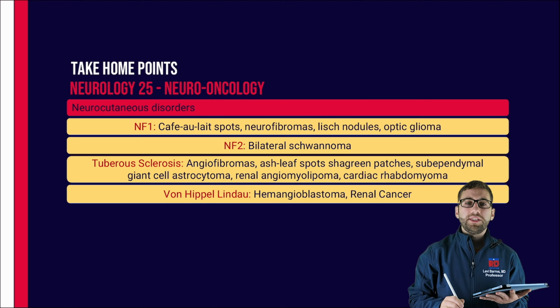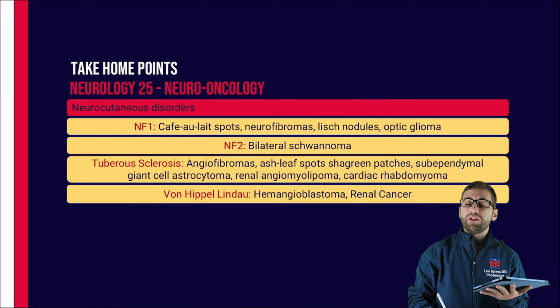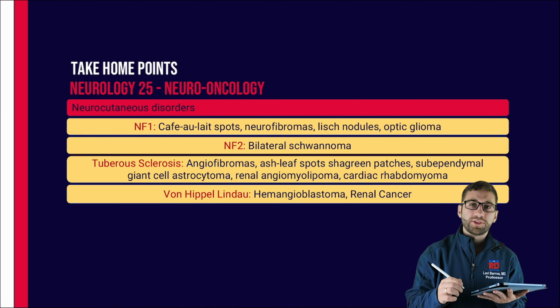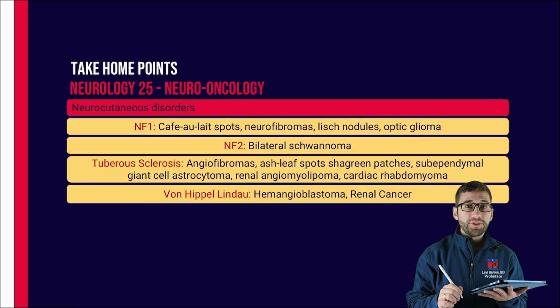Von Hippel-Lindau disease is characterized by hemangioblastomas, particularly in the cerebellum, retina, and spinal cord, as well as renal cell carcinoma and pheochromocytomas. It is caused by mutations in the VHL gene on chromosome 3.